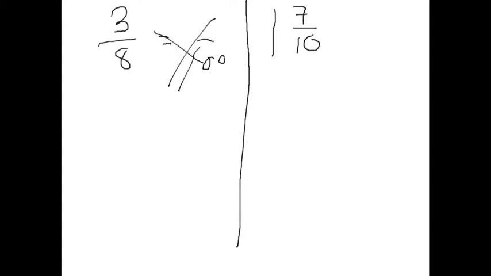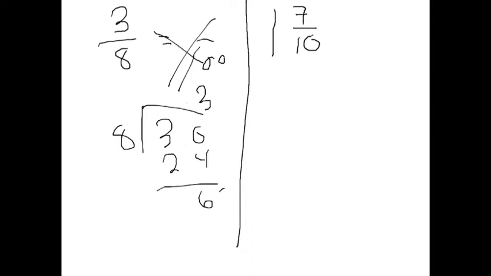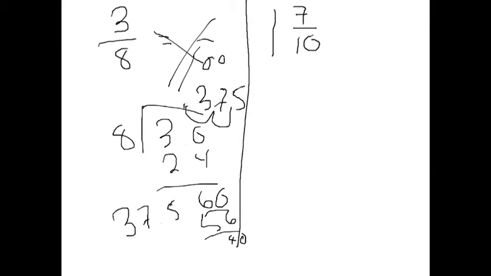In order to turn that into a percent, I would have to go ahead and turn it into a decimal first. I know it ends up being 0.375, but I will finish my division. So 0.375, that's it as a decimal. I move the decimal point over 2 places, and I get 37.5%.